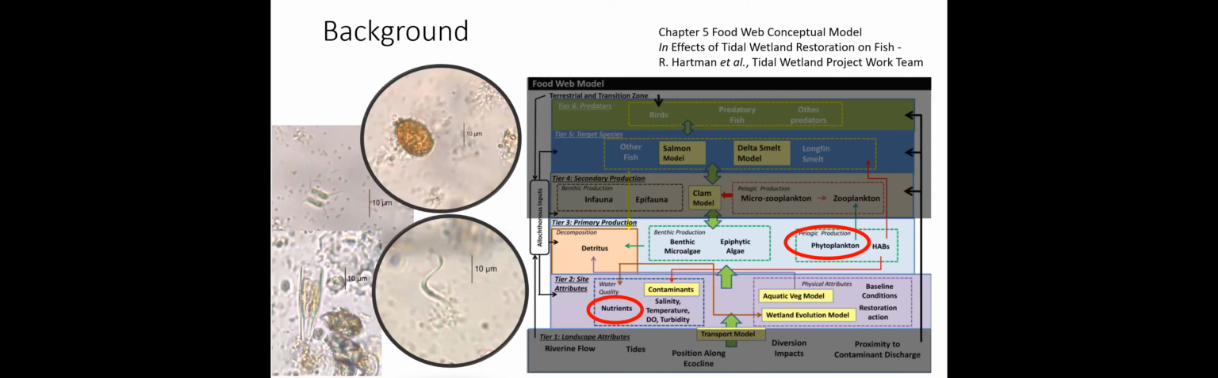The Tidal Wetland Project Work Team produced a suite of conceptual models about tidal wetland restoration. And for my talk today, I will focus on these two components of the food web model: nutrients and phytoplankton. I will investigate the base of the food web by testing the following generalized hypotheses developed by the Tidal Wetland Project Work Team. Restored wetlands will have similar phytoplankton biomass as the reference sites, and phytoplankton community composition at restoration sites will resemble communities at their reference sites.